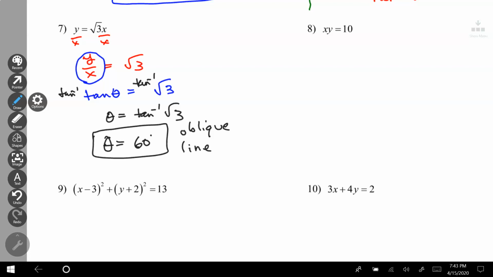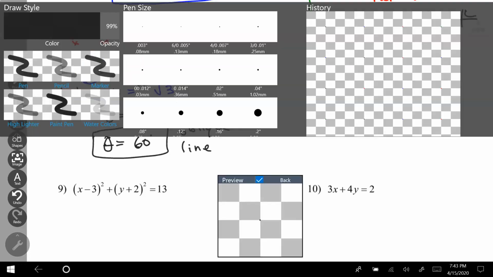Okay, this next problem, a little bit different. xy equals 10. If I resolve this, I get y equals 10 over x, and you should know that as a parent graph as this. That graph has a special name. We'll talk about it in a minute. But now I'm going to do my substitutions.